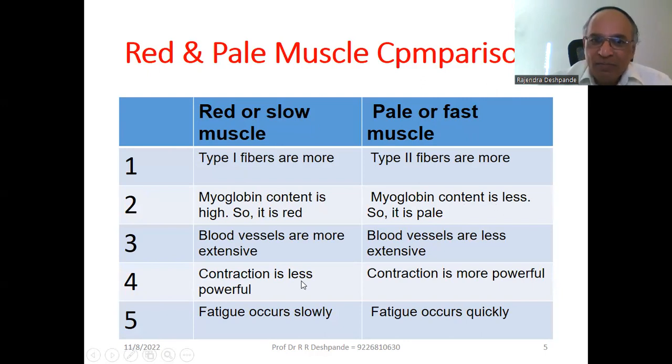Now, in red muscle, blood vessels are more numerous and extensive. And in the white muscle, blood vessels are less extensive. Okay. In red muscles, contraction is less powerful, but in pale muscle, contraction is more powerful. In red muscle, fatigue occurs slowly because contraction is less powerful. But in the white muscle, fatigue is very quick because contraction is more powerful.